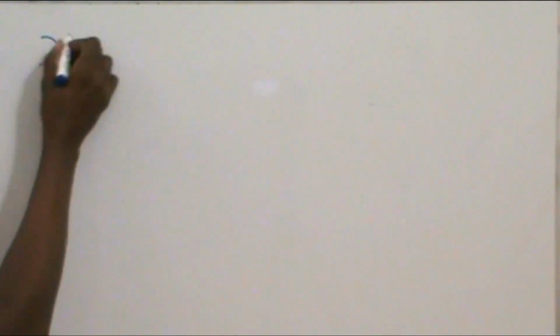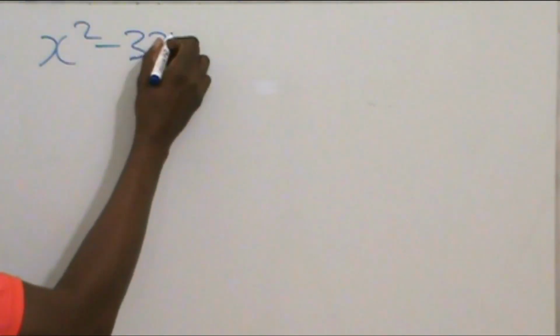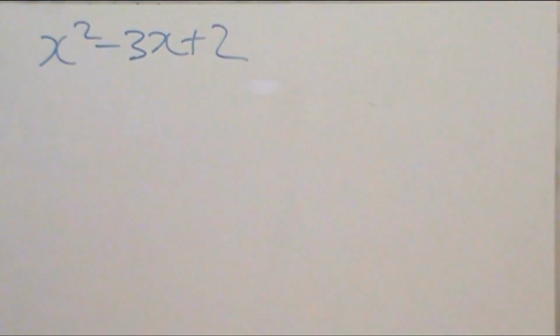Now that you have gone through the read-up on page 1, where we discussed the products and sum method, I'm going to go through the examples now. First one, one of my favorite quadratics. They want us to factorize x squared minus 3x plus 2.